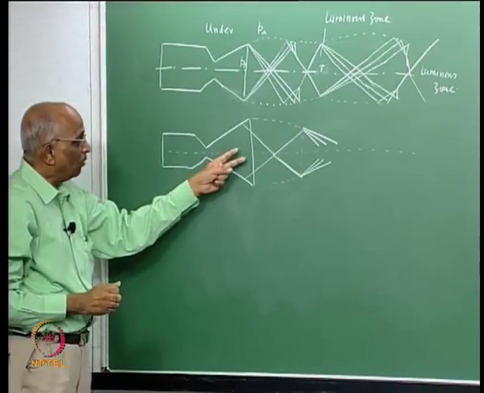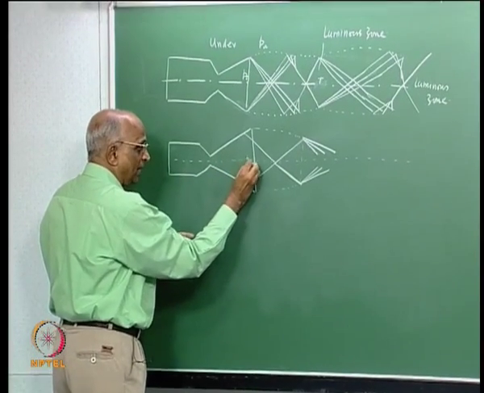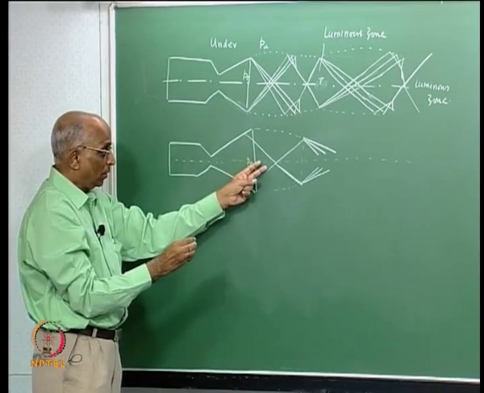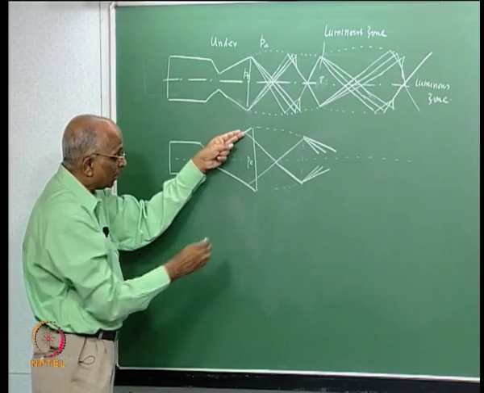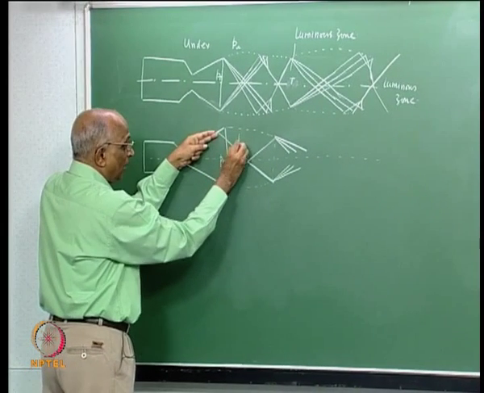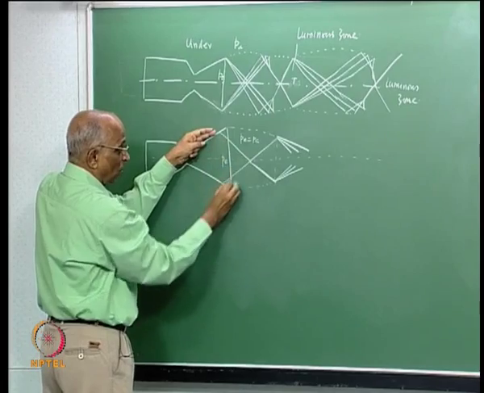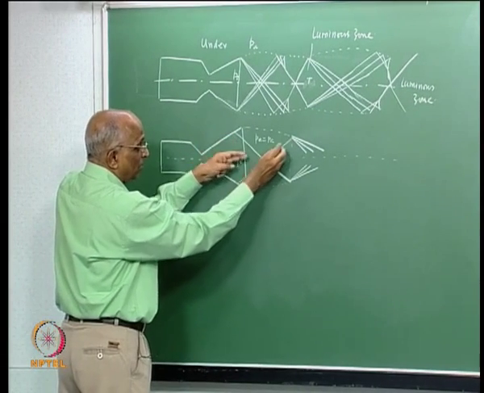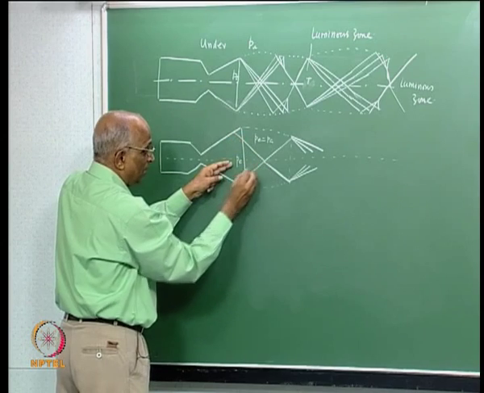Similarly, if I have an overexpanded nozzle, the value of pressure at the exit is lower in this case than the ambient pressure. Therefore, I form a shock wave which matches the pressure, and to get the value of PE equal to PA, I have an oblique shock wave, and these oblique shock waves continue to interact.